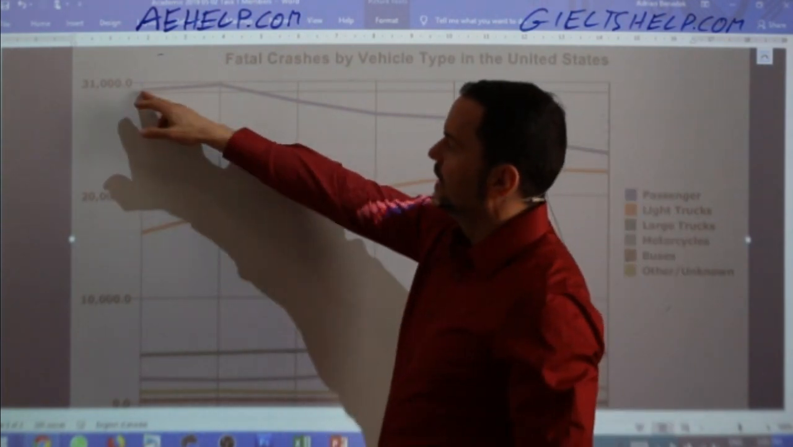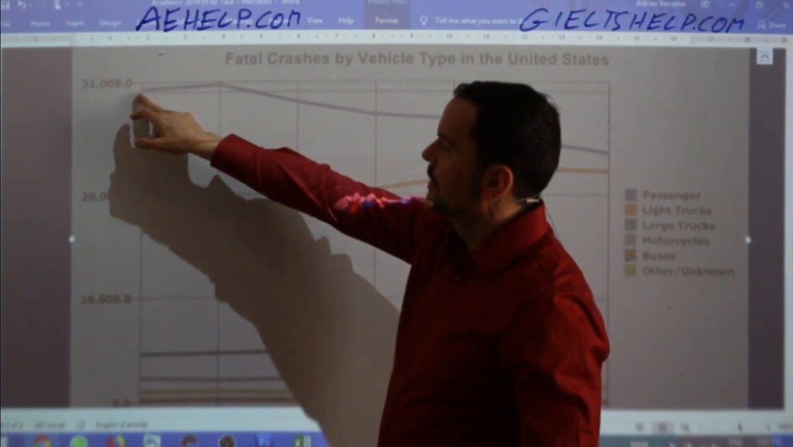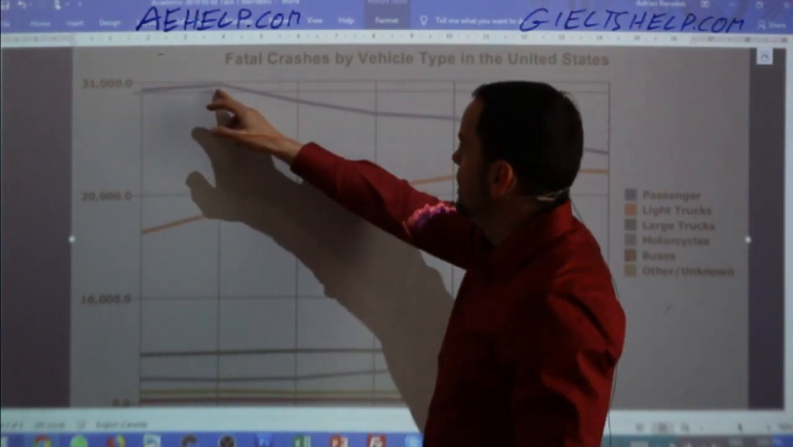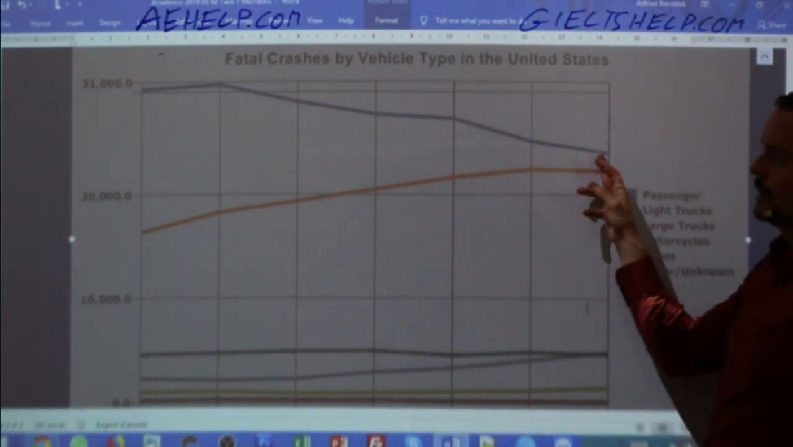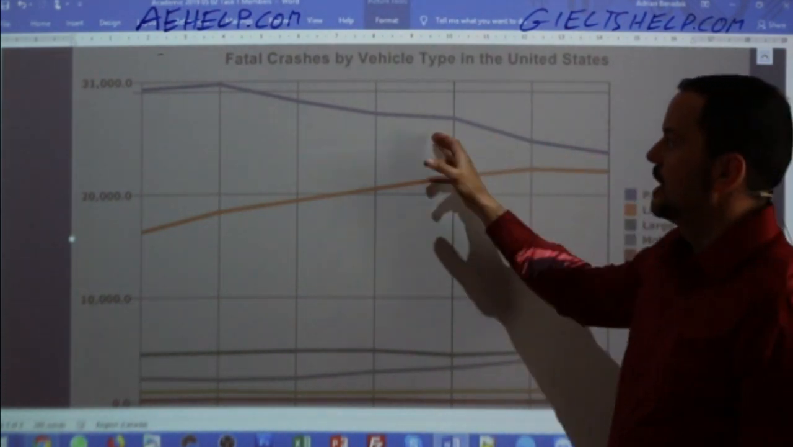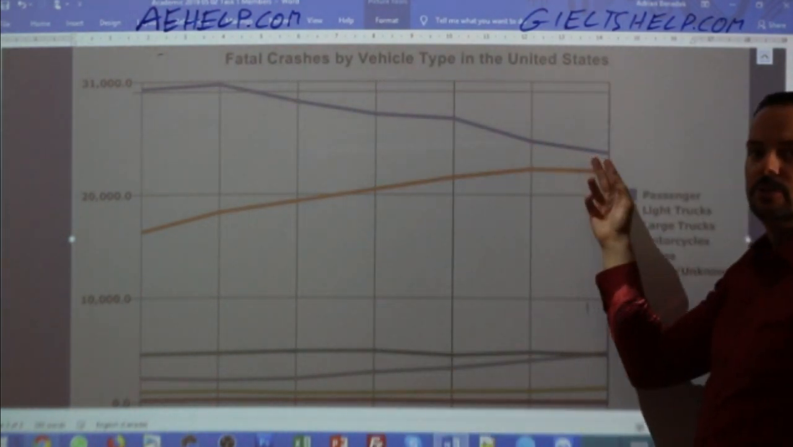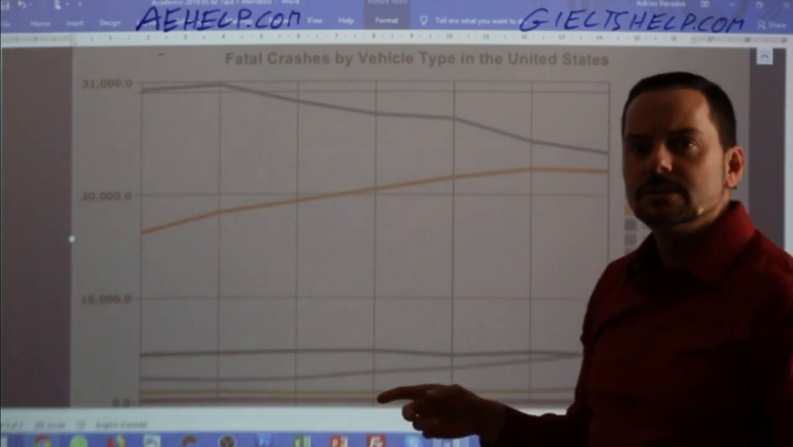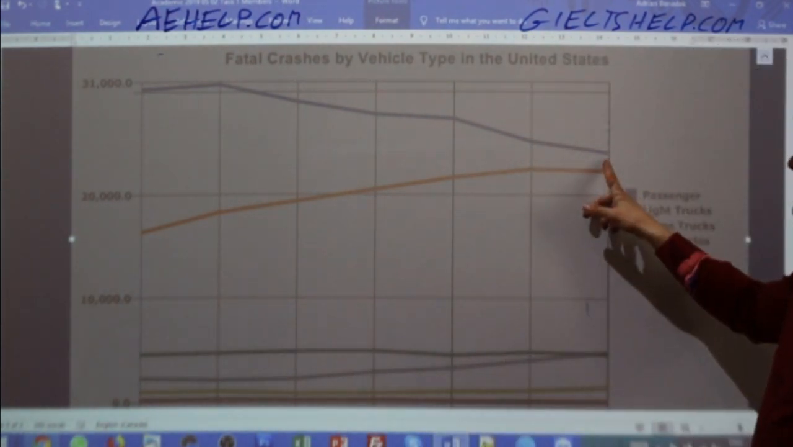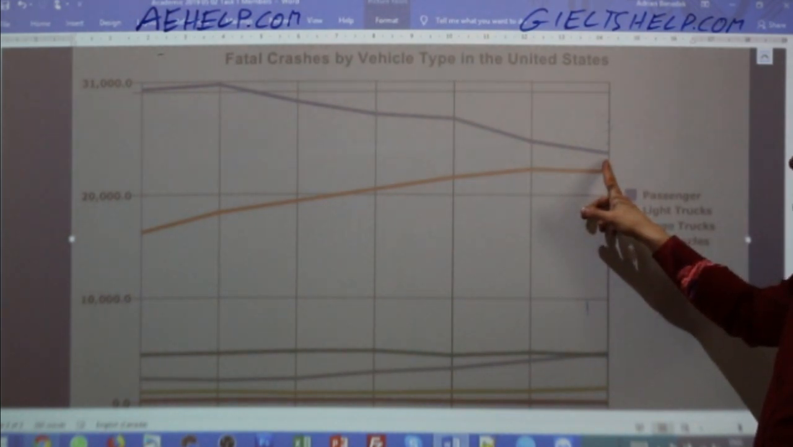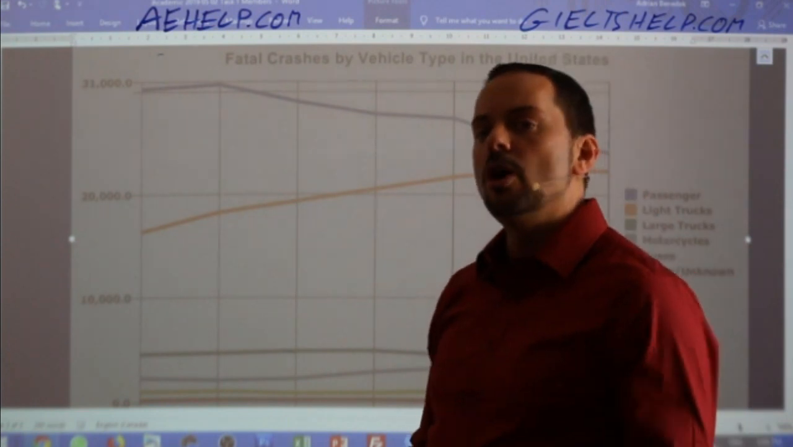In 1994, it's around 30,000. And then you want to describe this trend. Okay? So pay attention to how you can describe this trend. What kind of a decrease is this until 2006? How can I say that type of decrease? Is it a rapid? Is it a gentle? What would you call that? How would you qualify it?